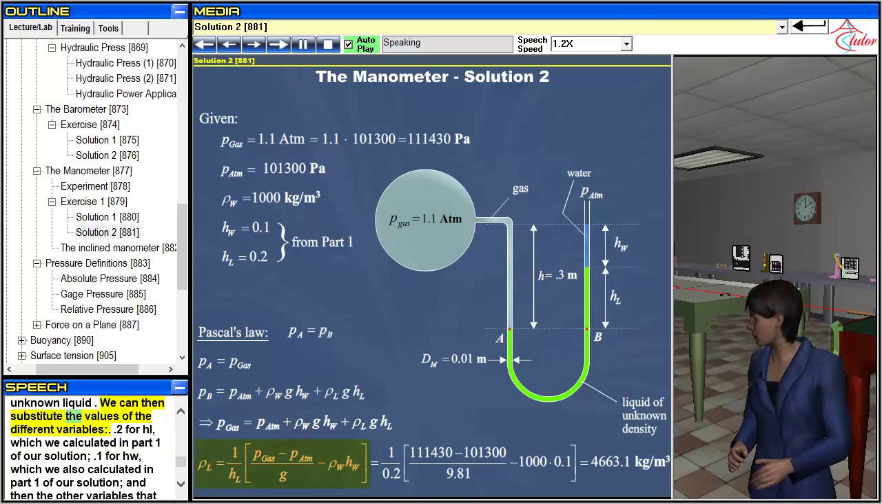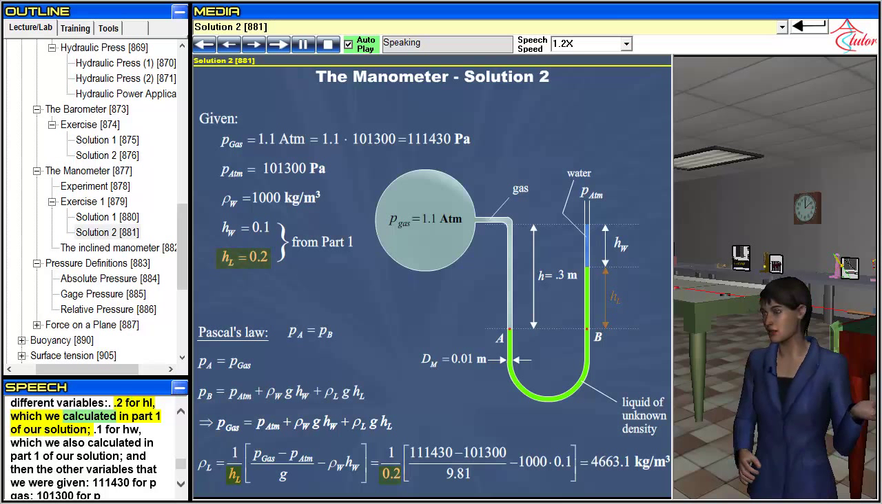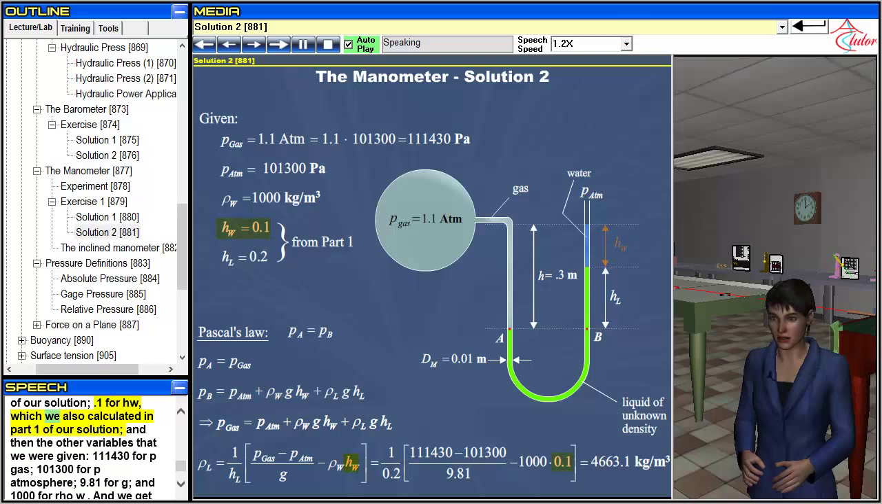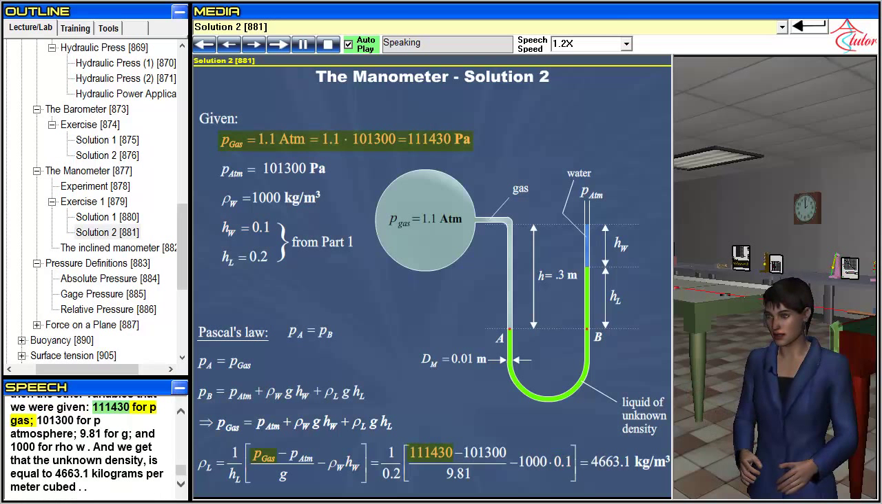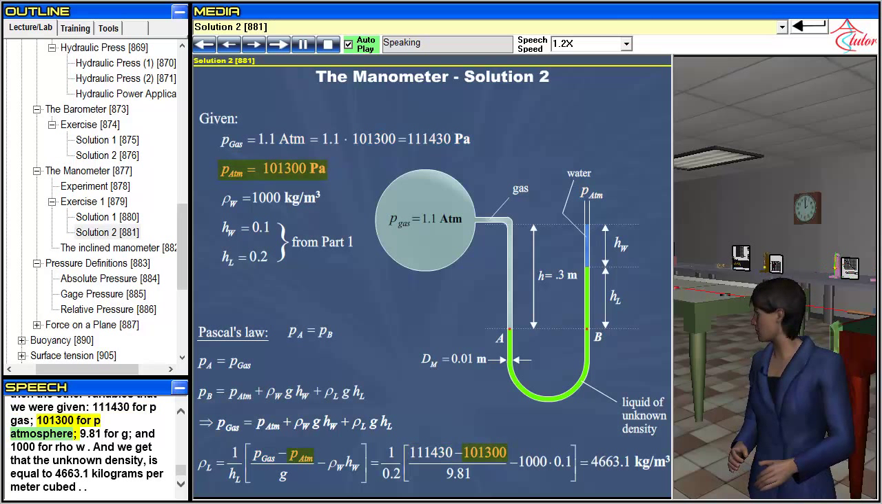We can then substitute the values of the different variables. 0.2 for HL, which we calculated in part 1 of our solution. 0.1 for HW, which we also calculated in part 1 of our solution. And then the other variables that we were given. 111430 for P gas. 101300 for P atmosphere. 9.81 for G, and 1000 for ρ W, and we get that the unknown density is equal to 4663.1 kilograms per meter cubed.